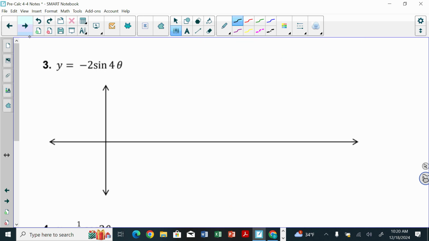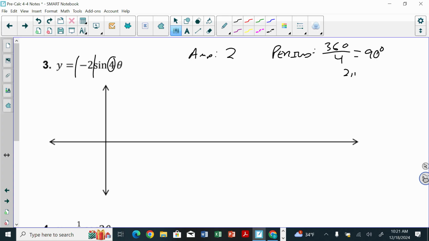All right, so this one, let's take a look. We've got amplitude of the absolute value of -2, which is 2. So now I'm going to go a little bit higher, and our period is going to be 360 divided by 4, right? Because of this value right there. So that's going to be 90 degrees. In terms of radians, pi over 2. So our period is going to be much, much smaller in this case. So that means we're going to be moving, and our amplitude is a little higher. So when we graph this, I think there's 1, there's 2.